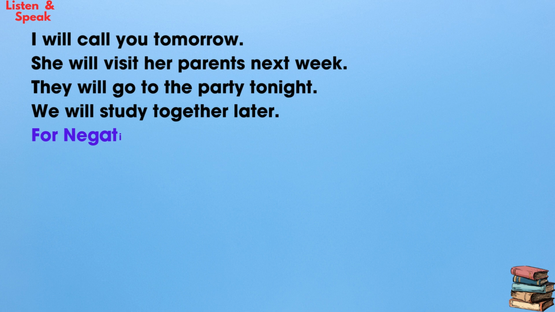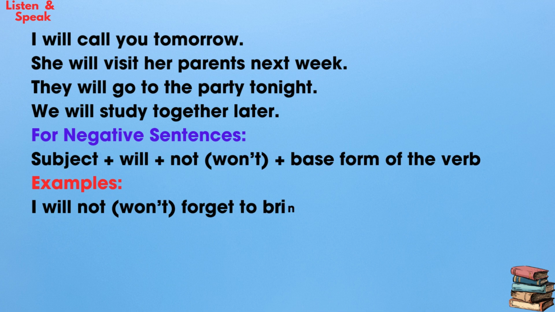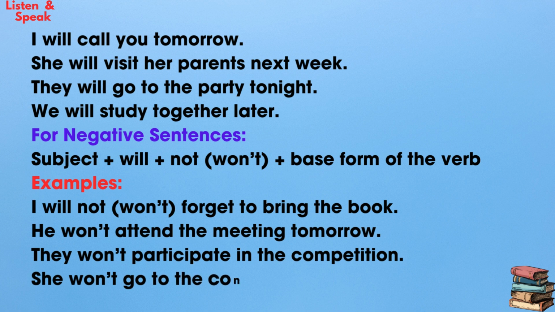For negative sentences: subject will not, won't, base form of the verb. Examples: I will not, won't, forget to bring the book. He won't attend the meeting tomorrow. They won't participate in the competition. She won't go to the concert.